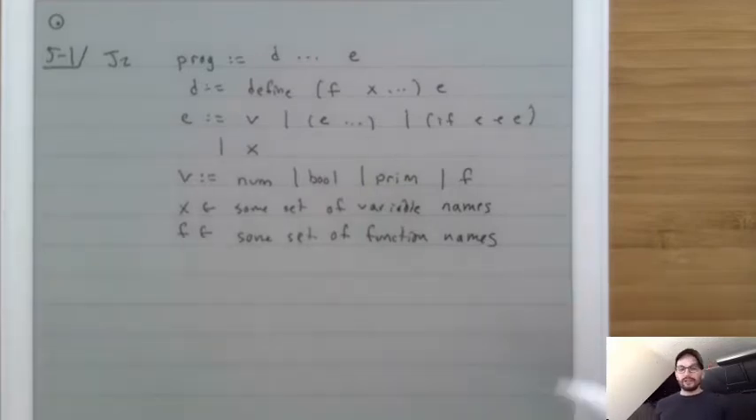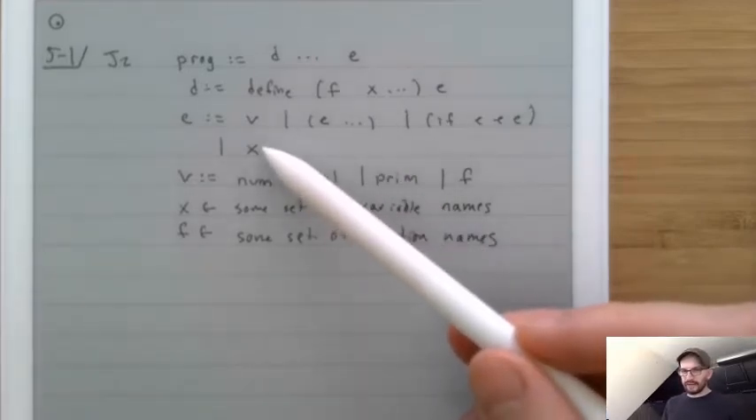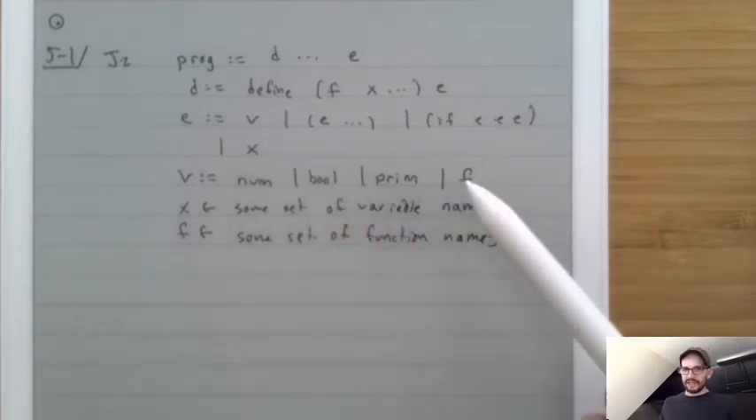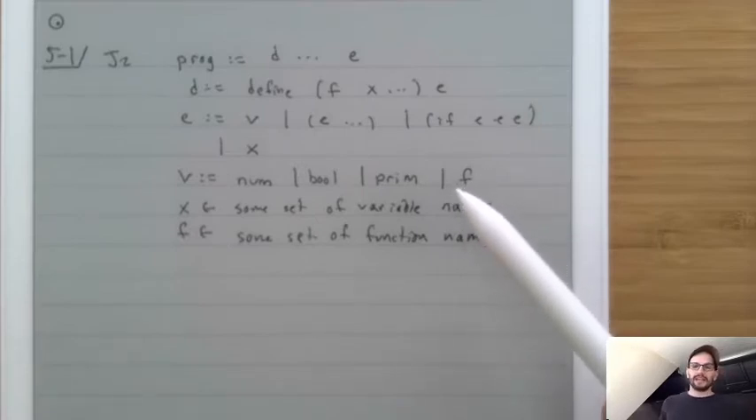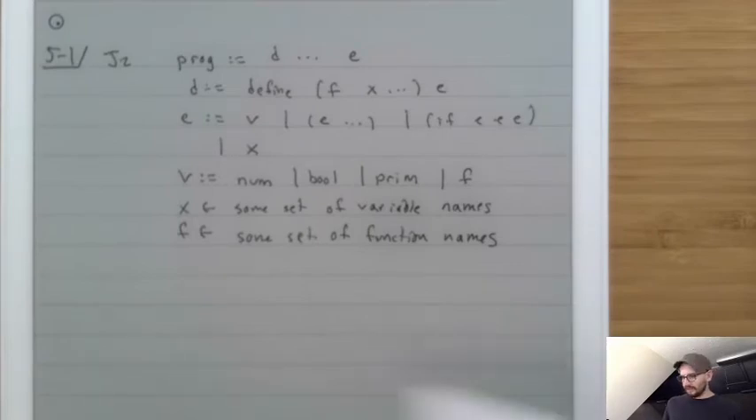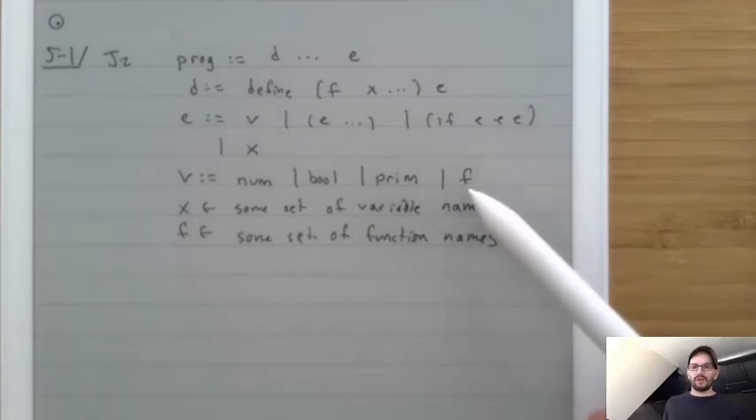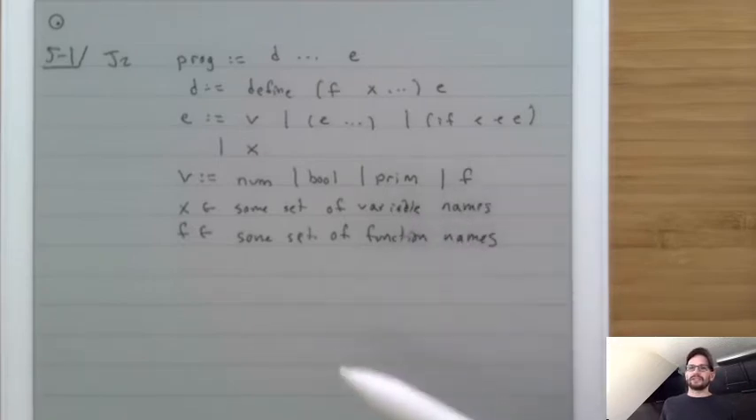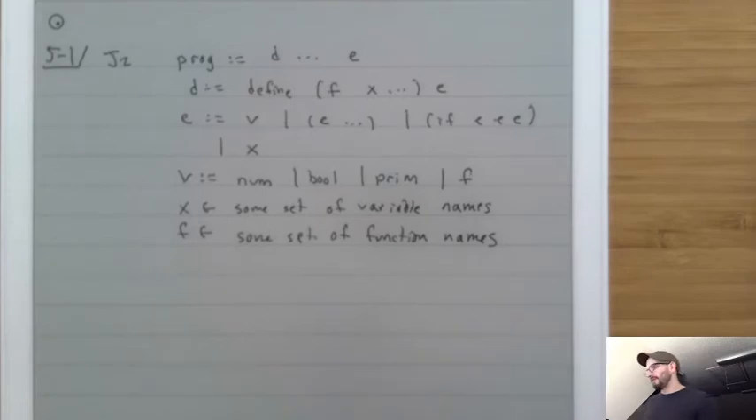Now, in your implementation, this right here is going to be some sort of data structure called like variable reference. And this right here is going to be some other data structure called, for example, function reference. And they may in fact both be strings. What we're going to do is have it so that functions, f's, always are capital letters, and variables are always lowercase letters.